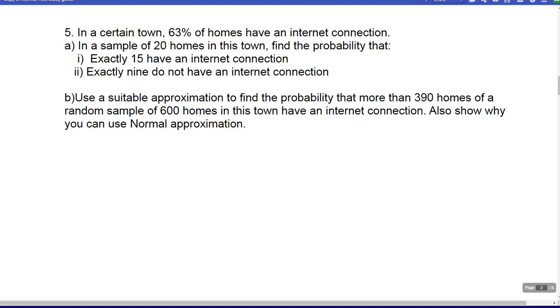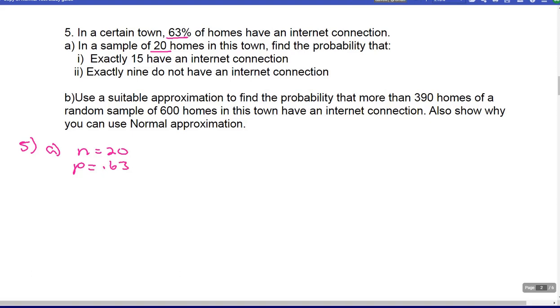I'm assuming it has something to do with binomial. Binomial, yeah. Okay. So what's 0.63? The probability of success. And what's 20? The sample. So that means for number 5, part A, n is equal to 20 and p is equal to 0.63, right?